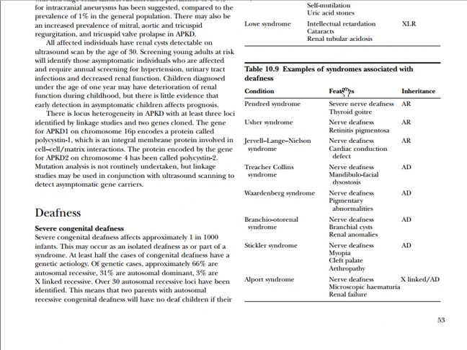Now the next are examples of syndromes associated with deafness. The first one is Pendred syndrome, Usher syndrome, Jervell and Lange-Nielsen syndrome with cardiac conduction defect, which has a risk of sudden death. You have Treacher Collins syndrome. You have Waardenburg syndrome.